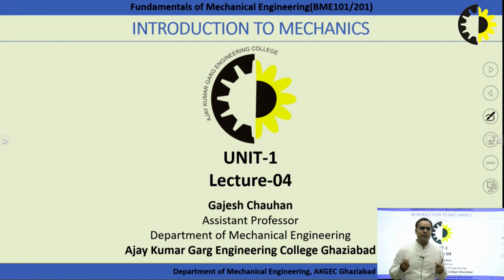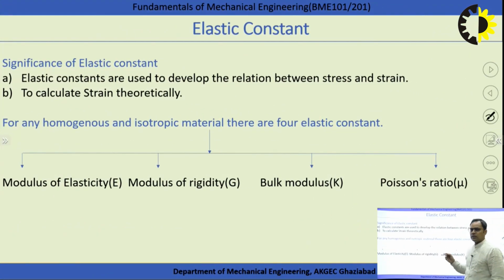So if we are interested in calculating strain theoretically, we require the elastic constants. In today's class we will discuss the significance of elastic constants, why these are used, and which elastic constants are used to develop the relation between stress and strain, which stress and which strain. For any homogeneous and isotropic material there are four elastic constants, and their basic purpose is to develop the relation between stress and strain, or to calculate strain theoretically.